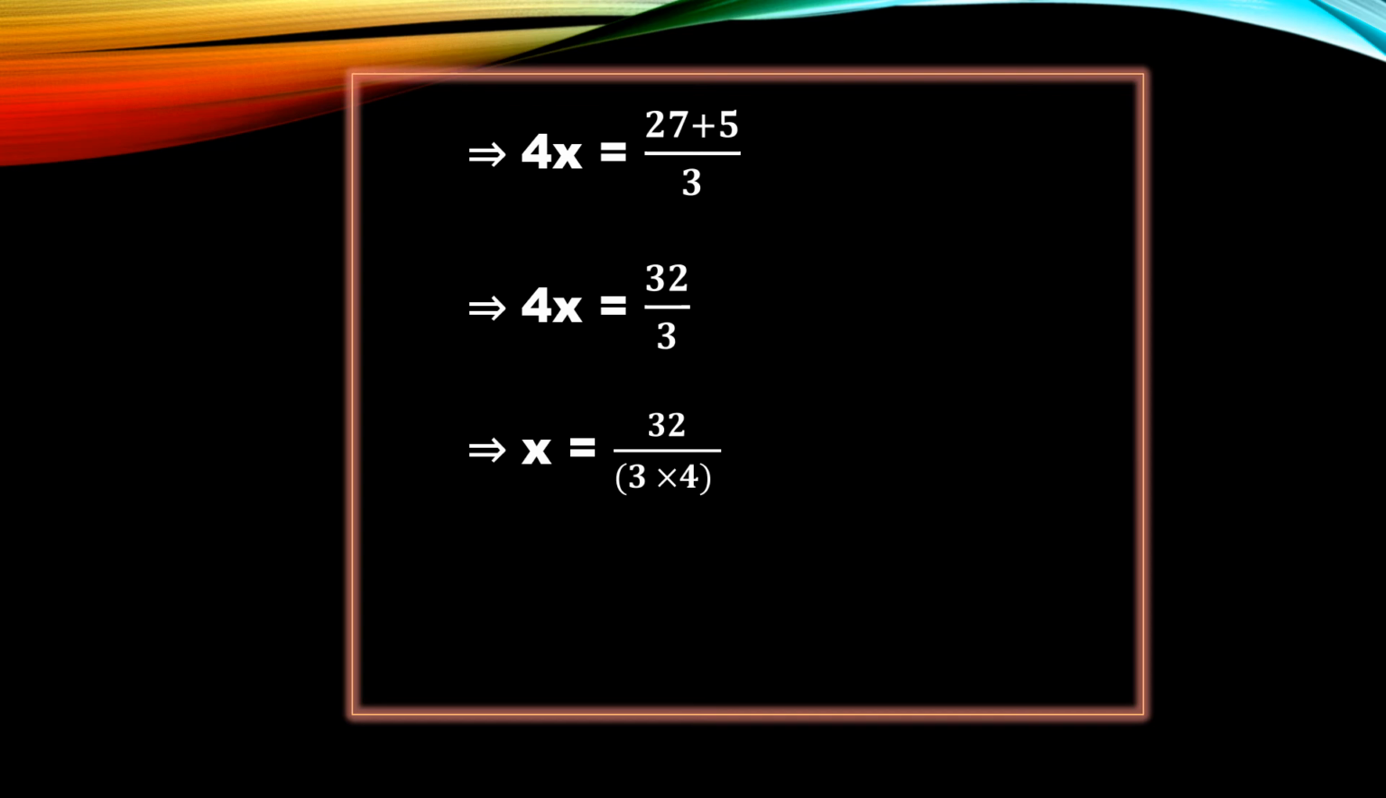Here you can multiply 3 into 4 and divide with 32, or else you can do it this way also: 4 1s are 4, 4 8s are 32. It is your wish. Let me take 4 into 3, 12, and now I'll cancel: 4 3s are 12, 4 8s are 32. So I got the answer x equals 8 by 3. So here is your next question.